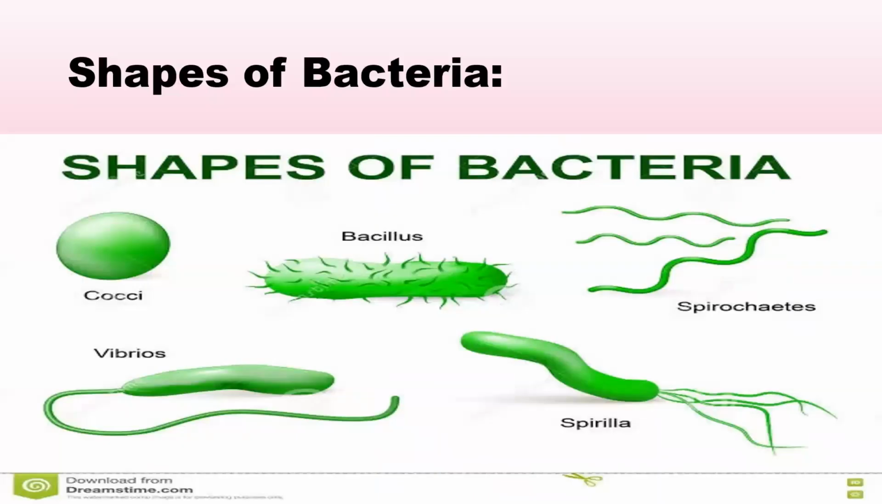If we talk about the shape of bacteria, we have different shapes: cocci, bacillus, vibrio, spirilla, and spirochetes. Now the cocci. As you can see in the diagram, cocci are spherical or oval cells. Bacilli are rod-shaped cells. Vibrios are comma-shaped curved rods. Spirilla are rigid spiral forms, and spirochetes are flexuous spiral forms.